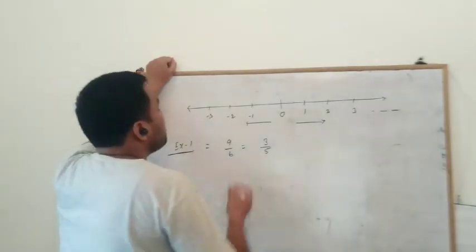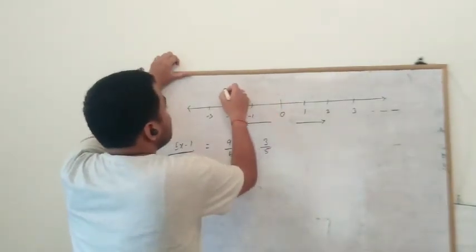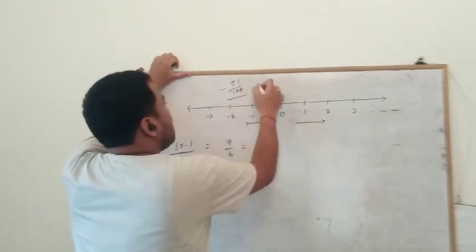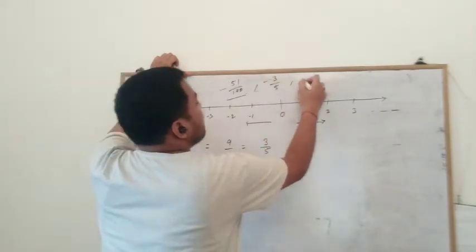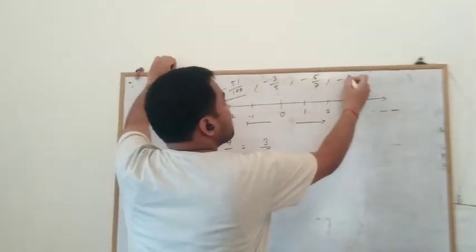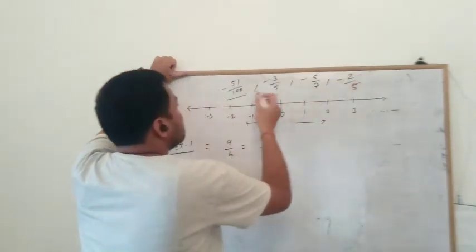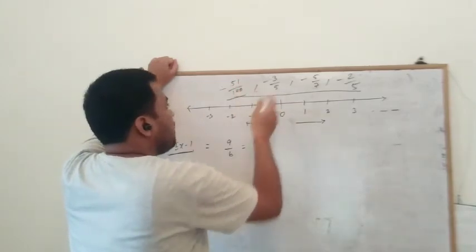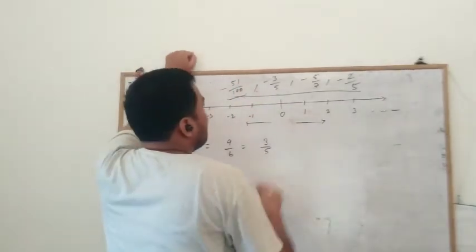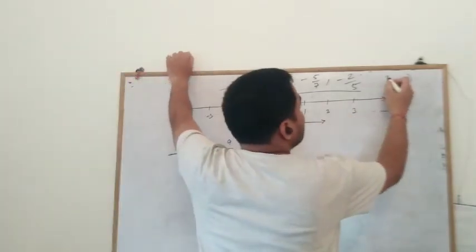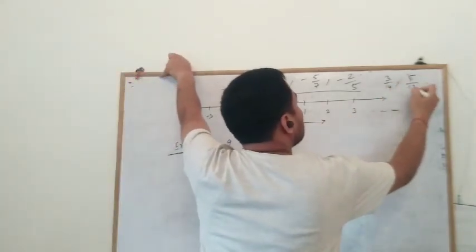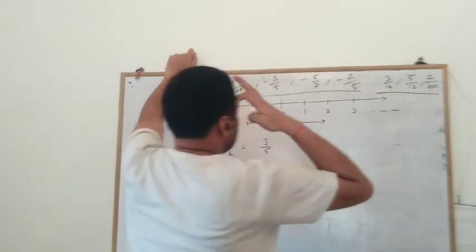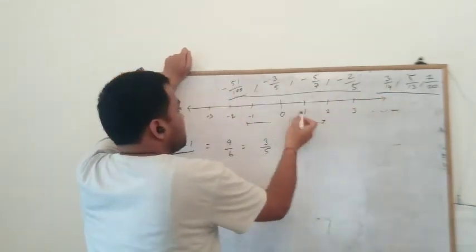So the negative, suppose this is an example, minus 51 by 100, or minus 3 by 5, or minus 5 by 7, or minus 2 by 5. So these are all always situated between 0 and -1 because these are proper fractions. Okay, and as well as if we take the positive, like 3 by 14 or 5 by 13 or 7 by 20, these are all positive proper fractions. So these are all always situated between 0 and 1.